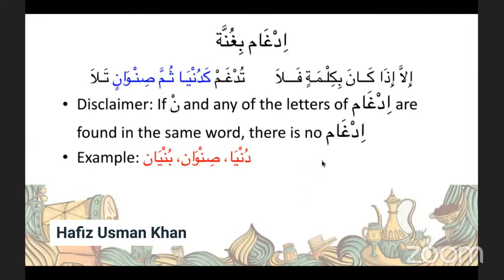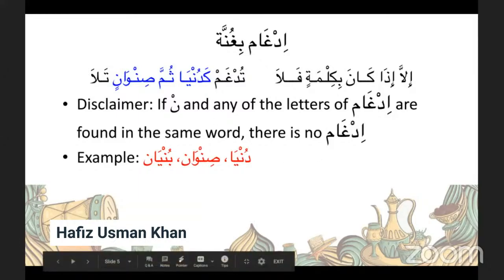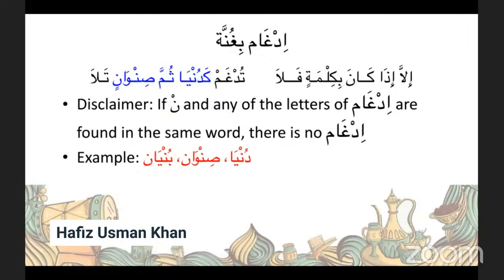Now, there is a disclaimer that Imam al-Jamzuri rahimahullah tells us. He says, إِلَّا إِذَا كَانَ بِكَلْمَةٍ فَلَا تُدْغِمْ كَدُنْيَا ثُمَّ صِنْوَانٍ. There's a typo, I messed up, but it's supposed to say تدغم كدنيا ثم صنوان تلا. So the disclaimer is that if any of the letters of idgham with ghunna show up in the same word together, then there's no idgham in that situation. What he's basically trying to tell us is that idgham takes place when there's two letters in different words coming together, not in the same word.